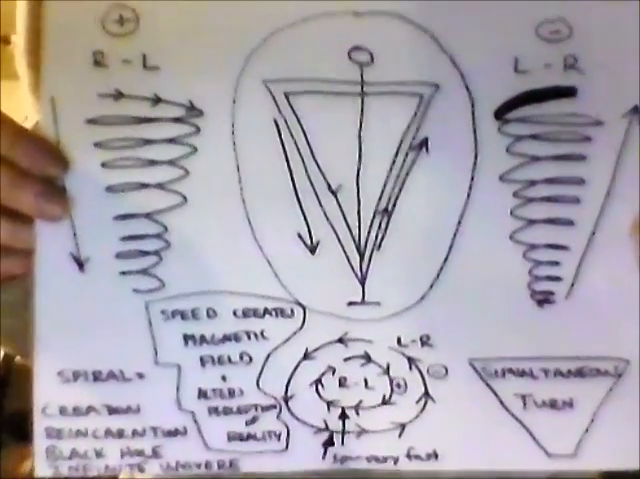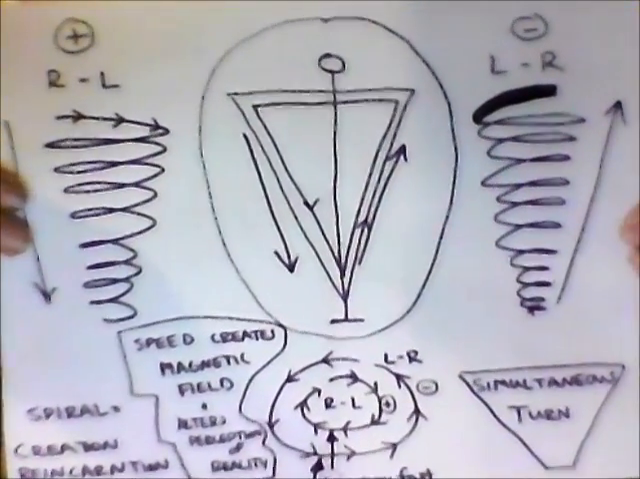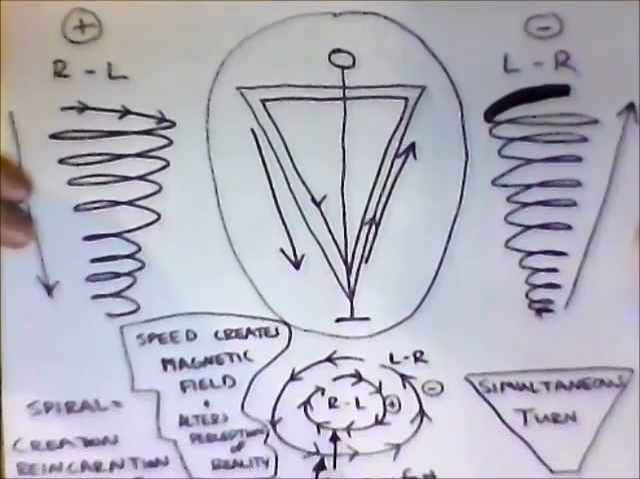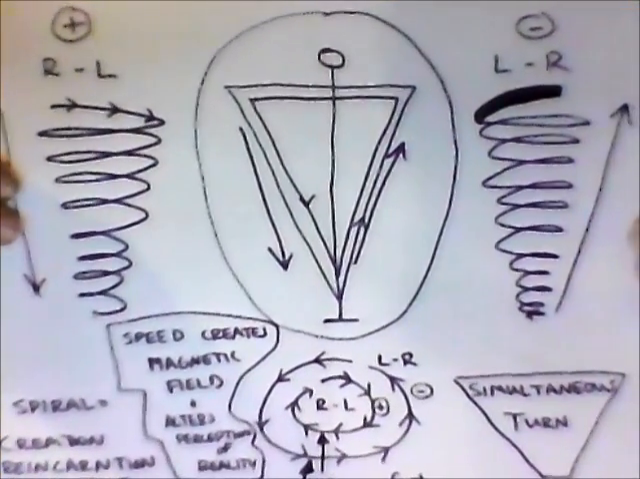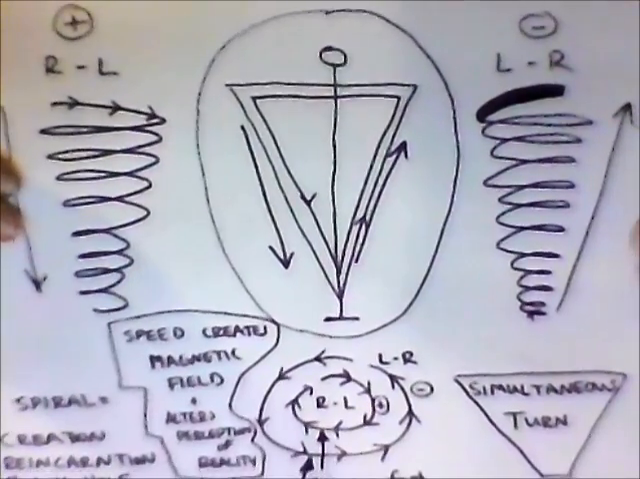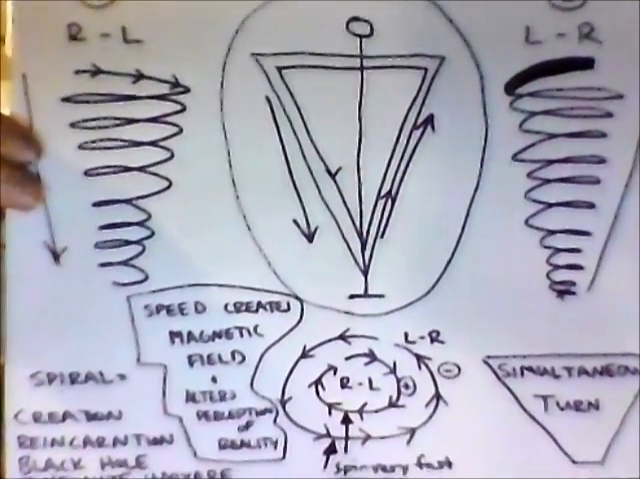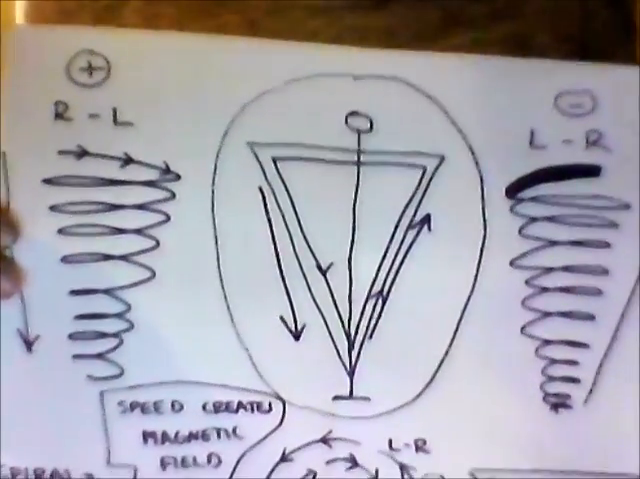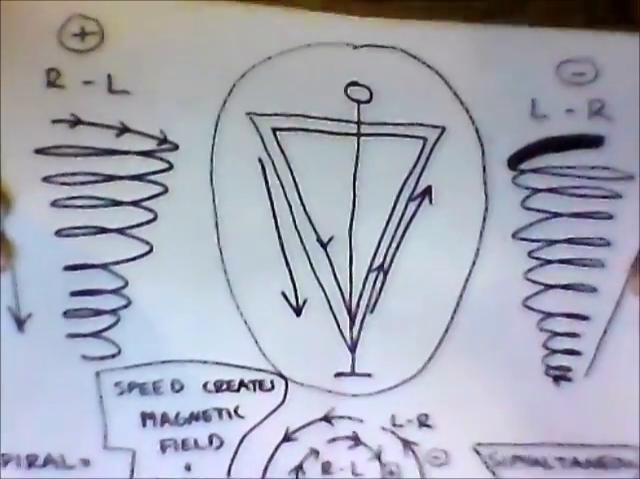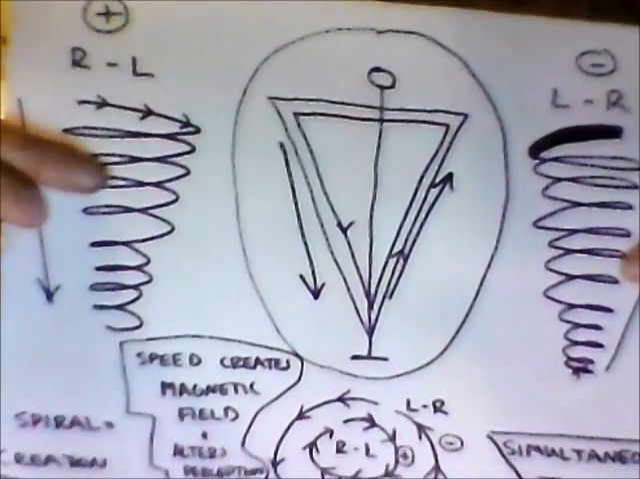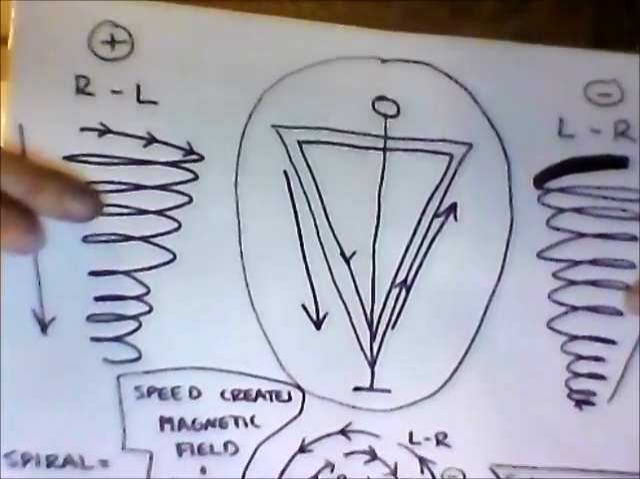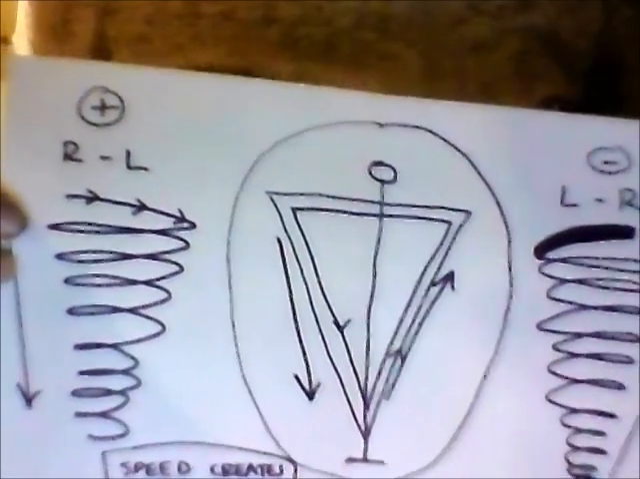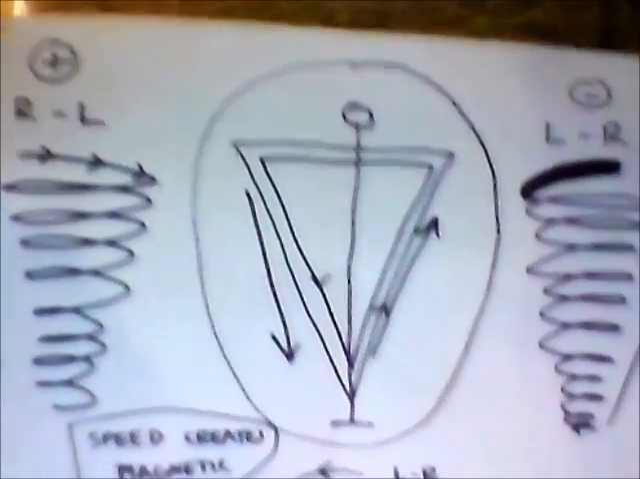So this is how you create a time machine. Remember, there's no such thing as time, so you actually never travel through time to go to different explorations of reality. Reality itself is technically an illusion. So here I have spirals going in two different directions. You have left to right, and then you have right to left. And you have positive and you have negative.